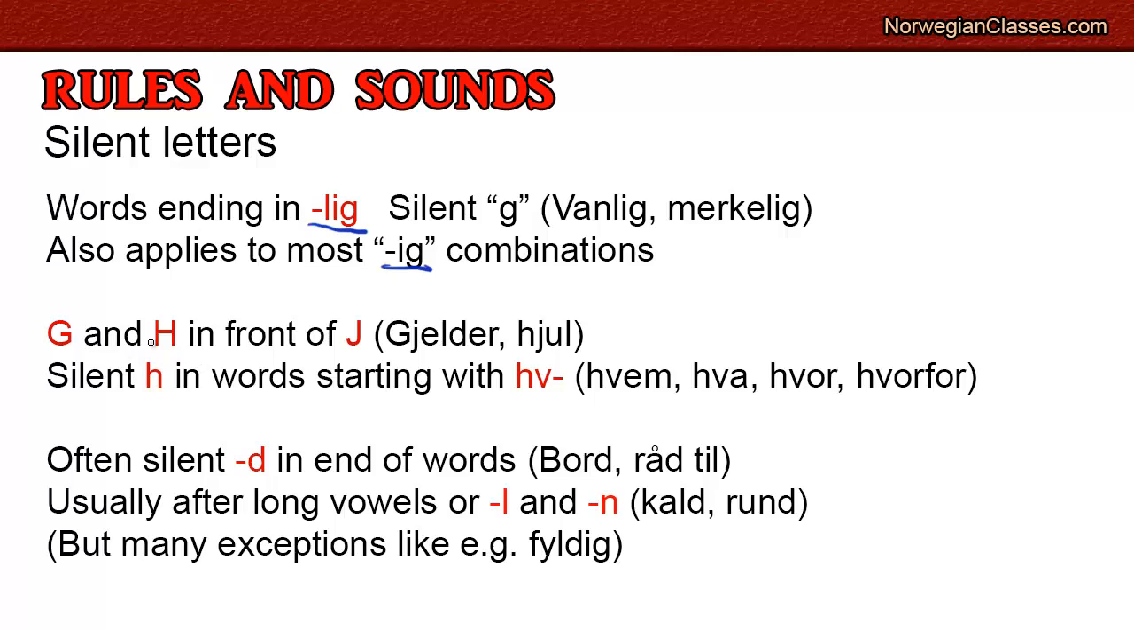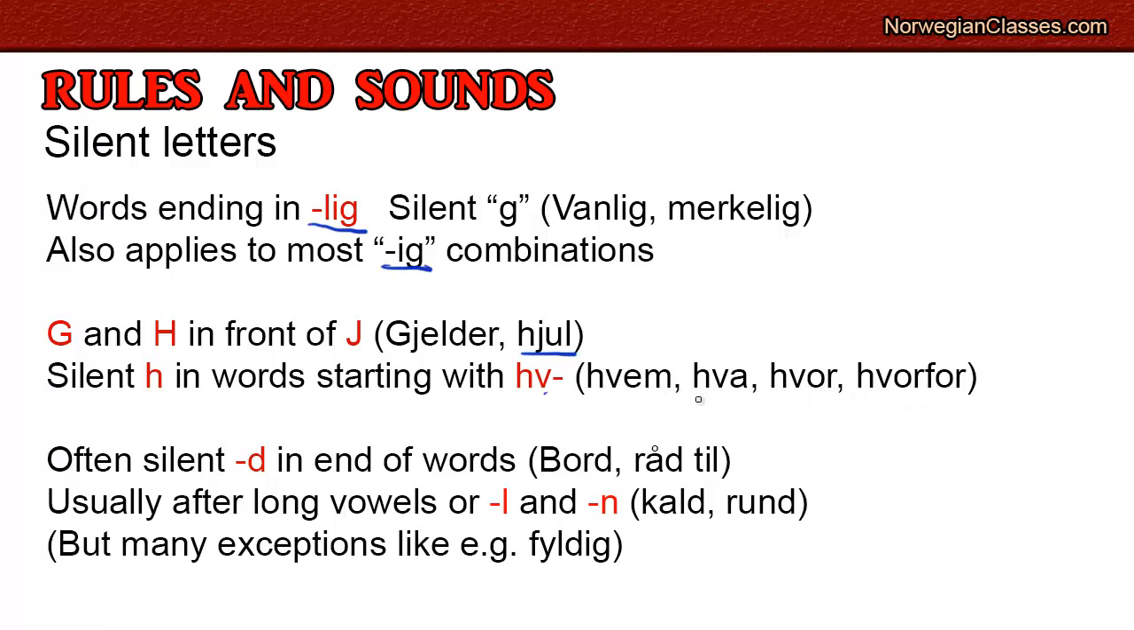G and H are silent in front of J, and H is also silent in front of V. Otherwise, you will say the H. So, hjelper, hjul, and then the HV words, which also include all the question words. Hvem, hva, hvor, hvorfor. Yeah. Who, what, where, why.